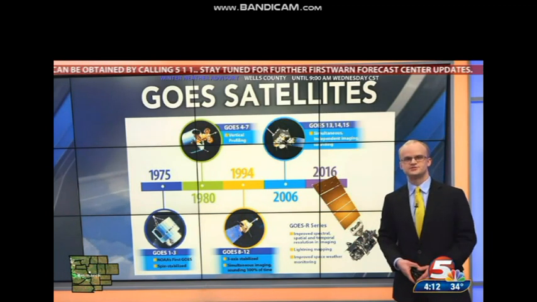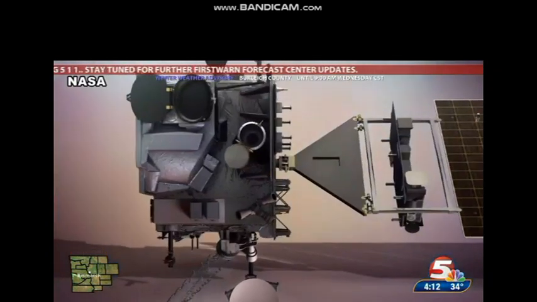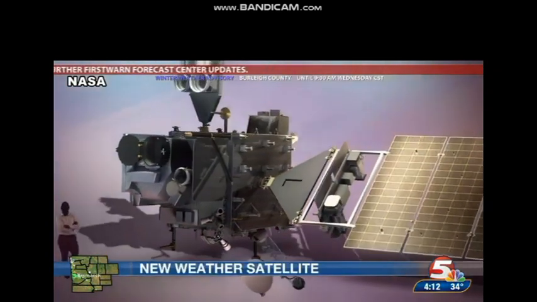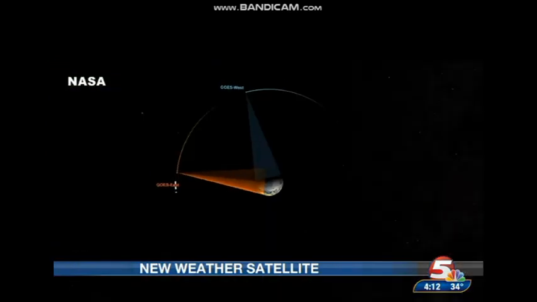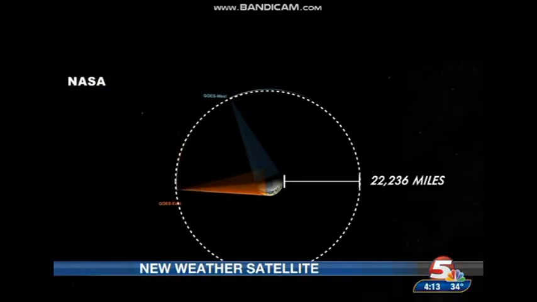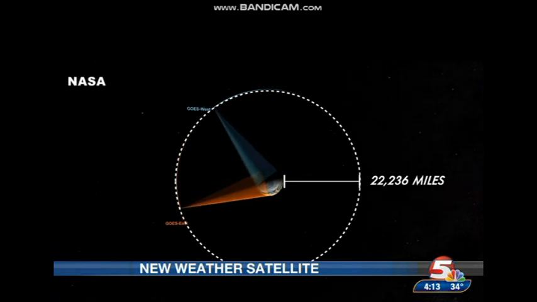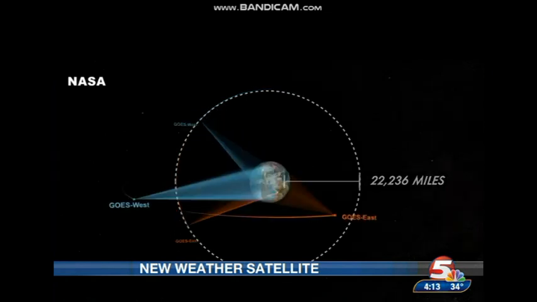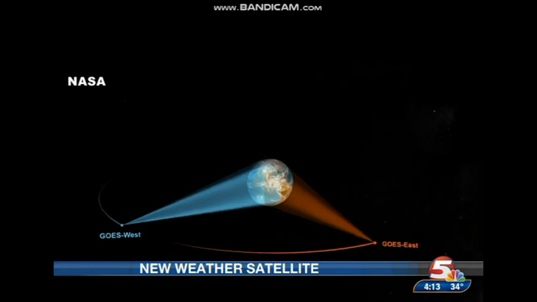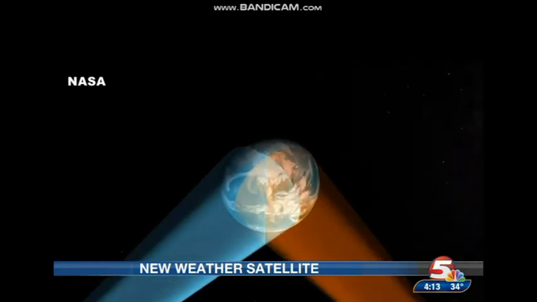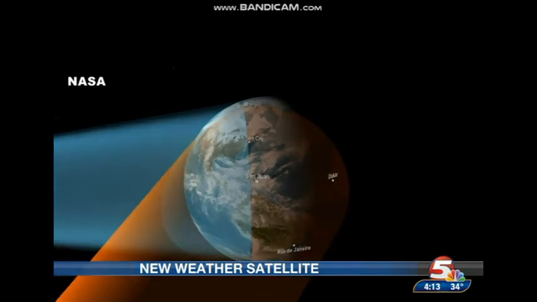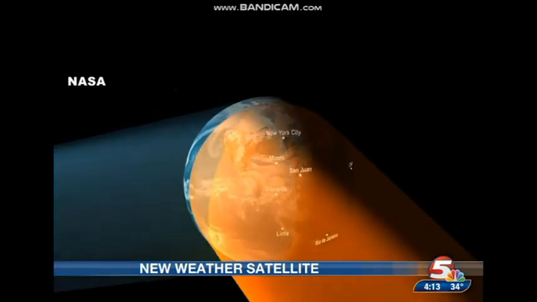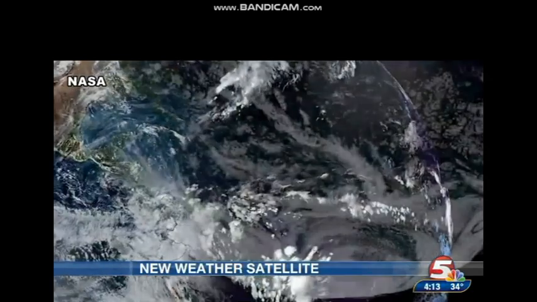And we'll show you some of this footage of what the building process of the satellite looked like. You can see the satellite being constructed there. It's about the size of a small school bus and weighs over 6,000 pounds. And you can see GOES East versus GOES West. This satellite is going to be on that western side, looking over mostly the Pacific Ocean and the western side of the United States. That's the position it will be going into once it moves into orbit around the Earth.